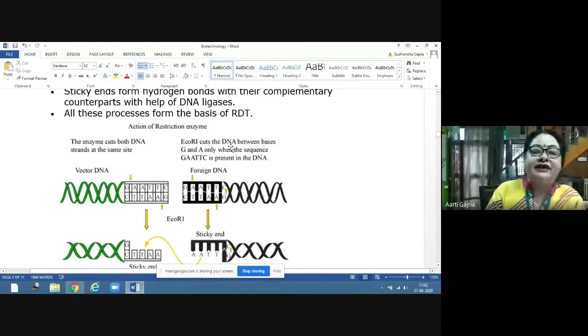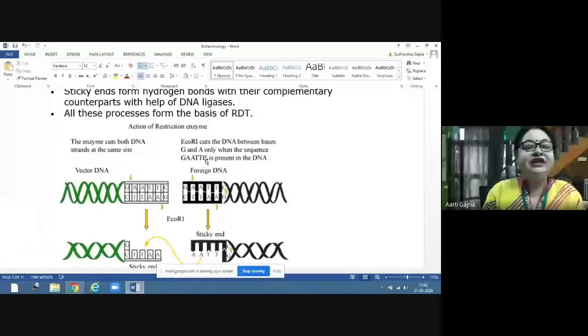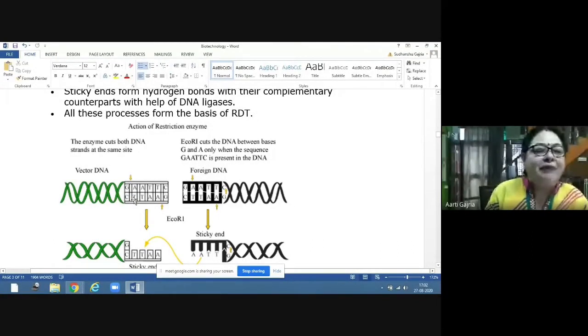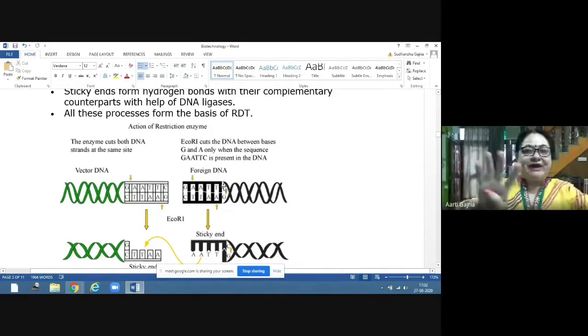EcoR1 cuts the DNA between bases G and A only. It will not cut anywhere else. It will only cut between G and A when the sequence G, A, A, T, T, C is present in the DNA. Here it will cut, here also, here also, and here also. So there are 4 places with G and A, and it will cut in 4 places. The restriction enzyme is EcoR1, whose recognition sequence is G and A.